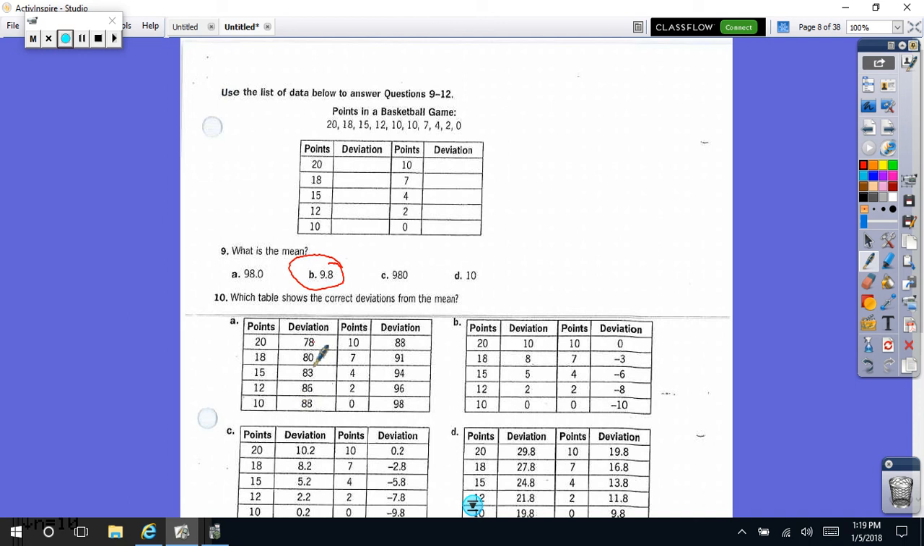Remember, when we're filling in these deviations, we are going to do our mean and subtract every single point from that. Okay, it's already going to go ahead and make them positive for us. So right off the bat, if my first point is 20, and I subtract the mean from that, there's no way I'm getting 78. So if I do 20 minus that 9.8, I end up with 10.2. So this chart right here has to be my deviation chart.